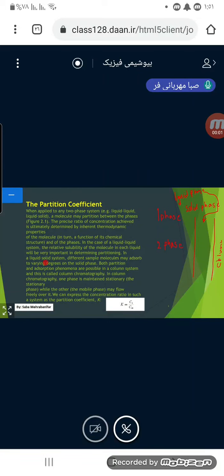In a liquid-solid system, different sample molecules may be absorbed to varying degrees by the solid phase. Both partition and absorption phenomena are possible in a column system.